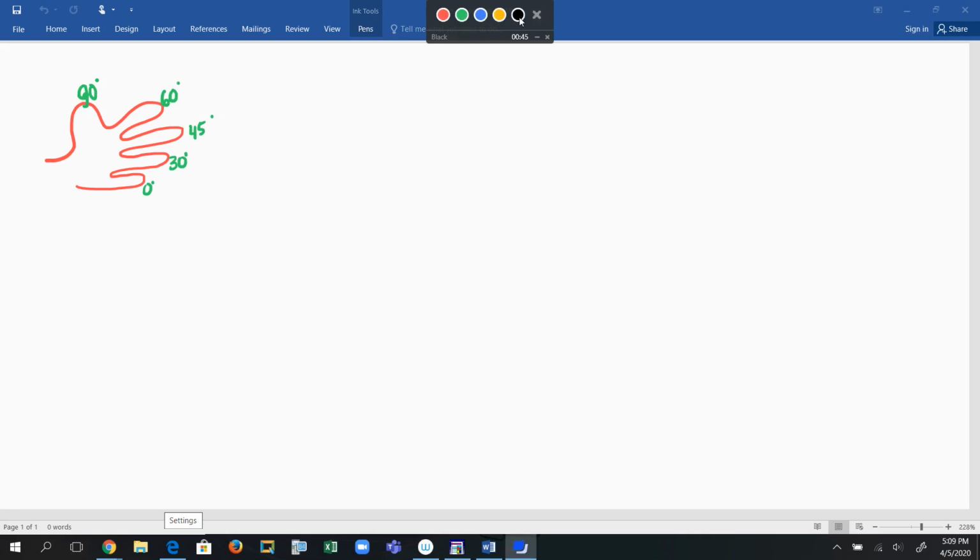If you don't like to use degrees, we also label them in radians. So this is the same as 0 radians. This is pi over 6. This is pi over 4. And 60 is pi over 3. And 90 is pi over 2. So either way, it will work for us.